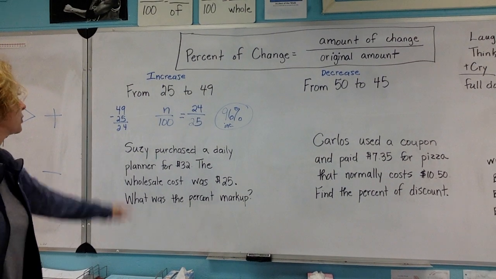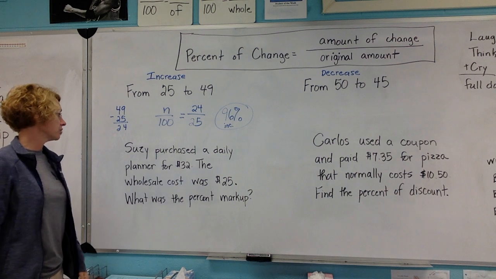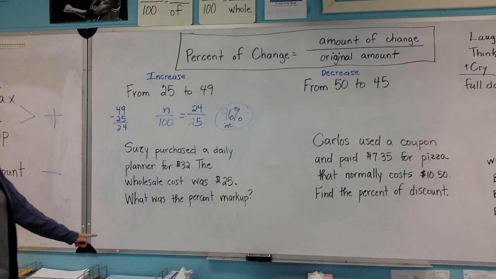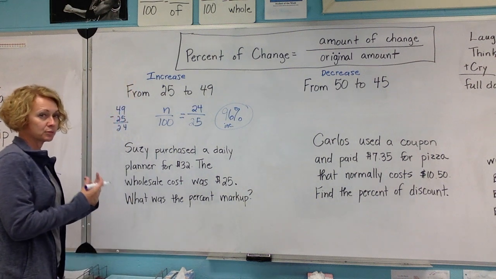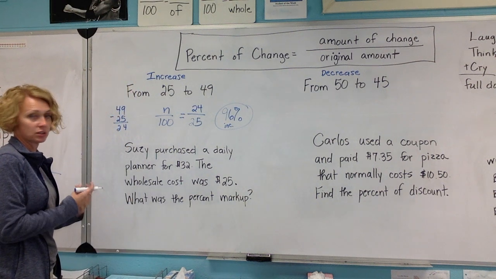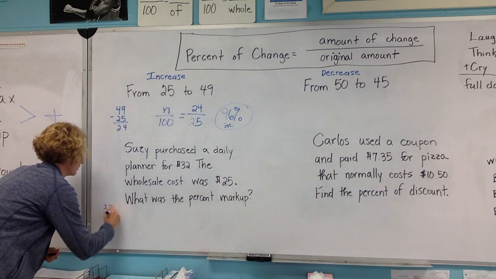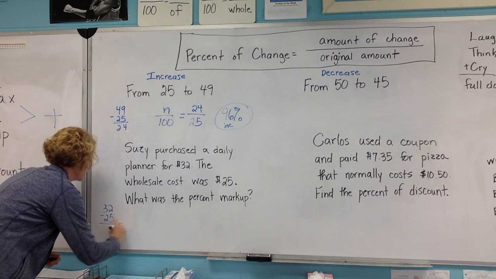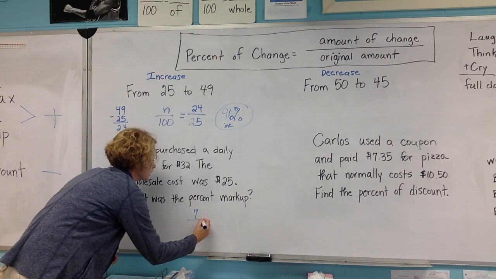So Susie purchased a daily planner for $32. The wholesale cost was $25. What was the percent markup? Okay, so I know I want to find percent of change because markup is talking about change. I'm going to subtract these two values. I have 32 minus 25, and I know that's 7. So my change amount is 7.